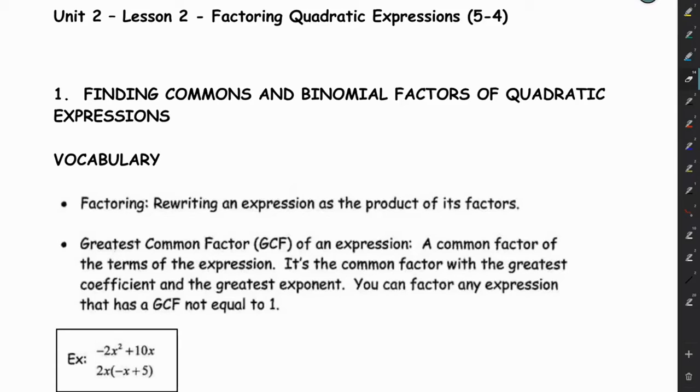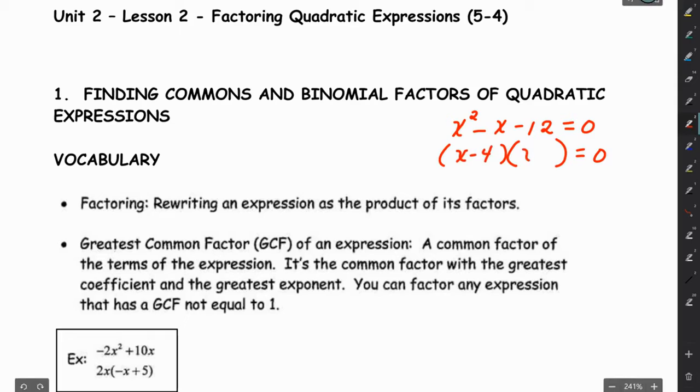Hi everyone. In today's lesson, we're going to be looking at factoring quadratic expressions. And what do we mean by factoring? We are talking about rewriting an expression as the product of its factors. So for example, if we have x squared minus x minus 12, we could factor that, two numbers that multiply to negative 12 and give us negative 1, and that would be x minus 4 and x plus 3. So that's what we mean by factoring.